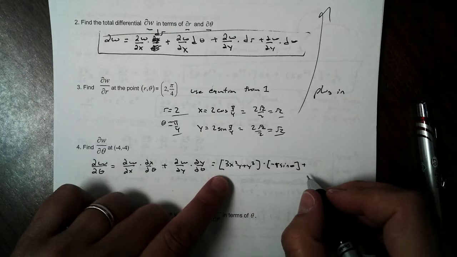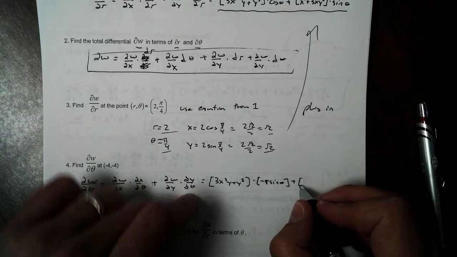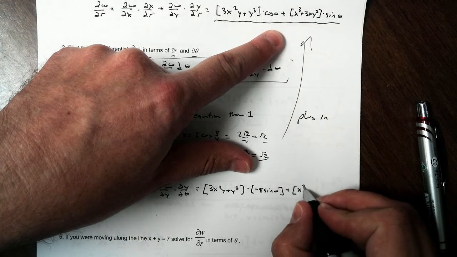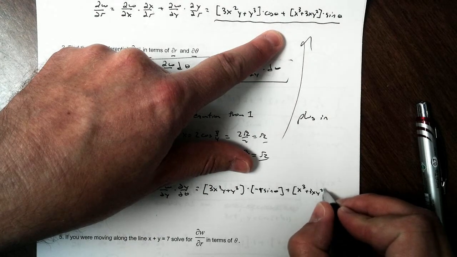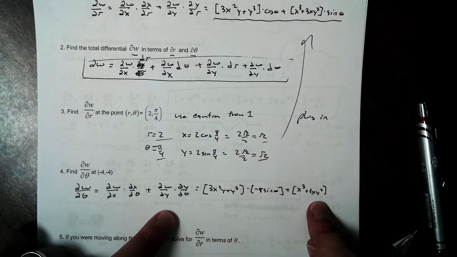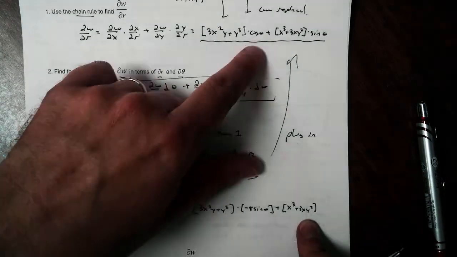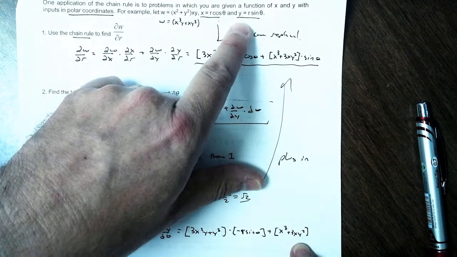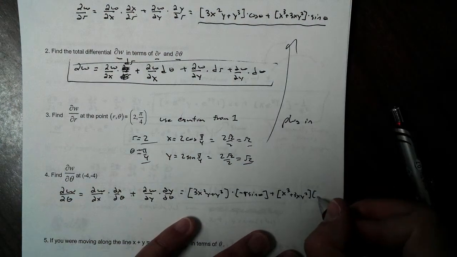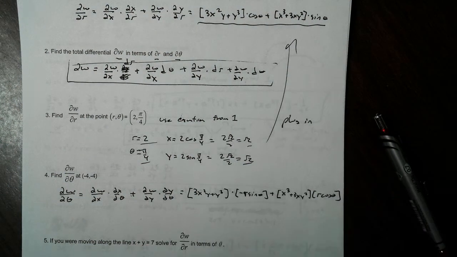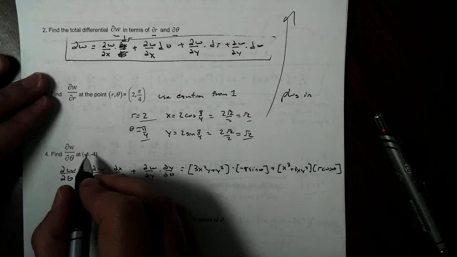Plus the derivative of w with respect to y, which again we already have. That was just x cubed plus 3xy squared. And we're going to multiply that by the derivative of y with respect to theta. So y was r sine theta, so of course this becomes times r cosine theta. And there's our derivative. Now we have to plug in this point.